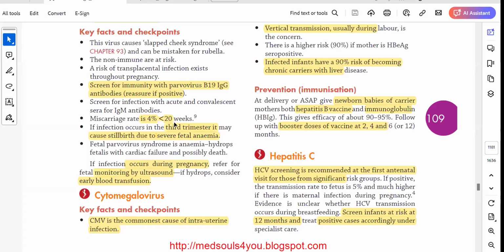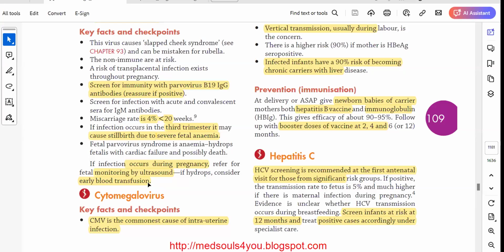Miscarriage rate is 4% if contact is less than 20 weeks, but if infection occurs in the third trimester, it can cause stillbirth. So fetal parvovirus syndrome is anemia, hydrops fetalis with cardiac failure and possibly death. If infection occurs during pregnancy, refer the patient for fetal monitoring by ultrasound. If hydrops, consider early blood transfusion.